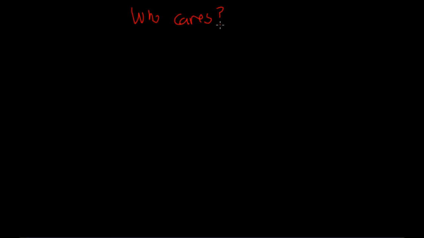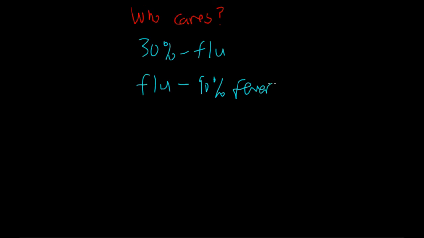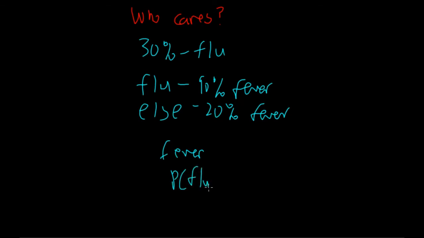Imagine that you're a doctor, and you realize that 30% of your patients end up having the flu, and 70% have something else. And you know that of the flu patients, 90% develop a fever. And of the patients with something else, only 20% end up with a fever. Now imagine now that a patient walks in with a fever. What is the probability that he has the flu? And this is a classic Bayes' rule type of problem in disease prediction.